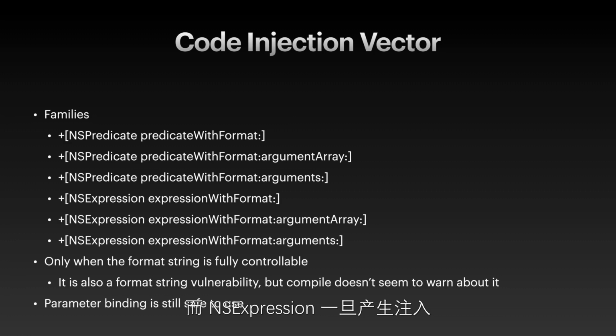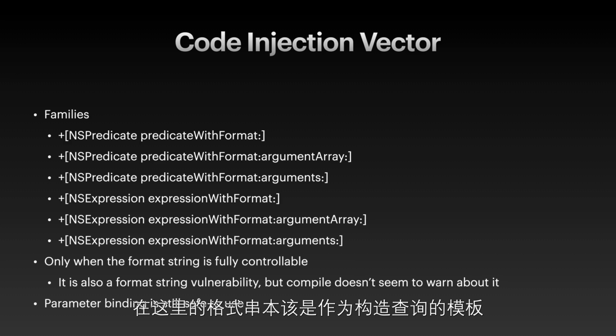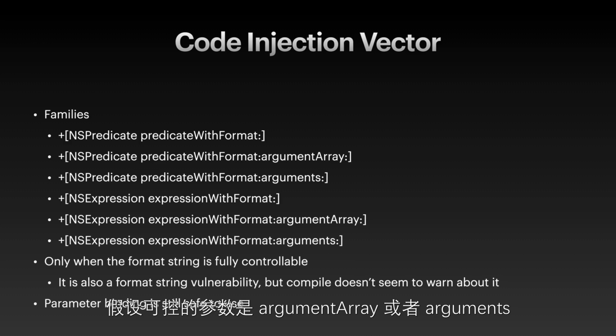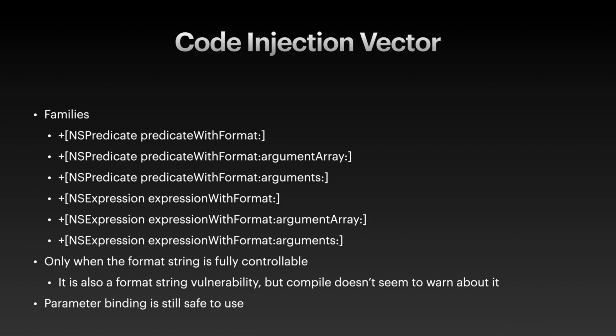An NSExpression injection kind of looks like this. The format string is supposed to be a query string, but actually it has the ability to execute arbitrary native code. With all these functions found in this family, if we can fully control the format string, we can turn this injection to native code execution. But if we can only control the parameter binding, for example, the argument array or arguments parameter, they are still safe to use.